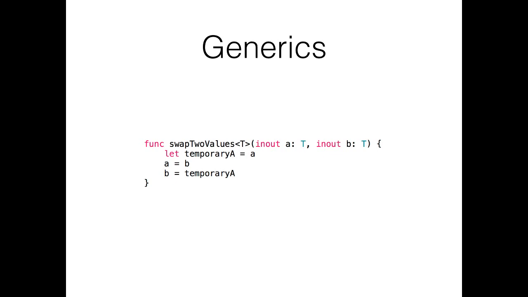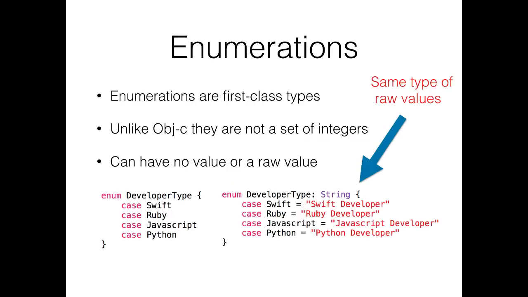Like swap two values. I don't care what class T is. I just need to swap them. And this might not sound like a huge deal for iOS developers, but it is a bliss. Okay, done with generics, let's go to value types and reference types.